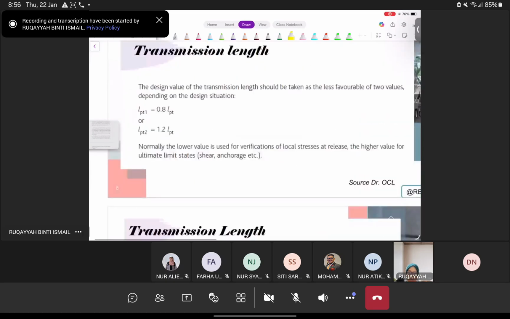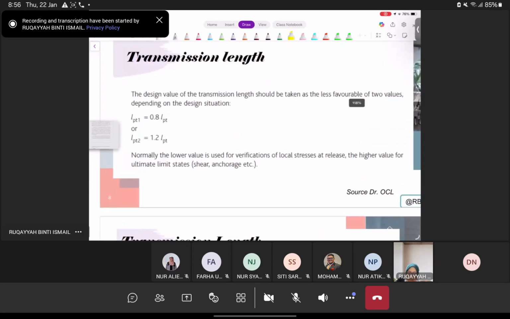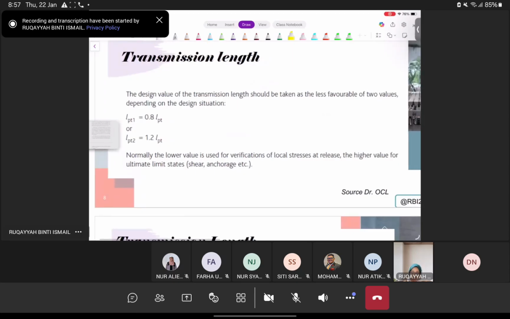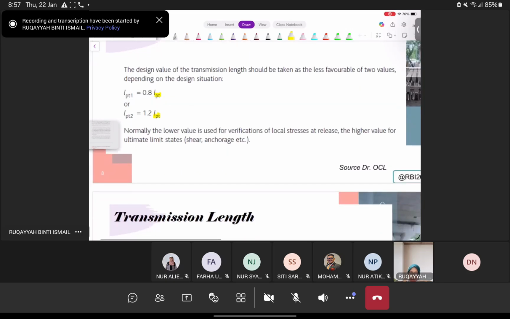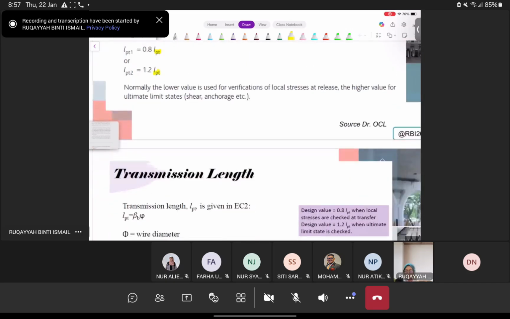Another thing, the transmission length should be taken as the less favorable of two values. We have two values: one is LPT1 and one is LPT2. Both are multiples of the transmission length that you calculated before: you multiply by 0.8 for LPT1 and by 1.2 for LPT2. Normally the lower value is used for verification of local stresses at release, and the higher value for the ultimate limit state for shear and anchorage design.